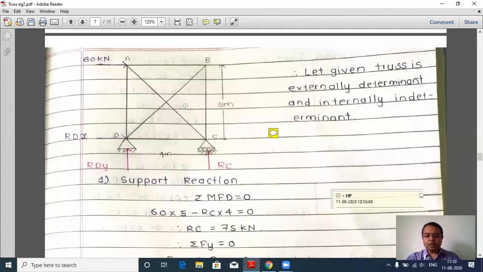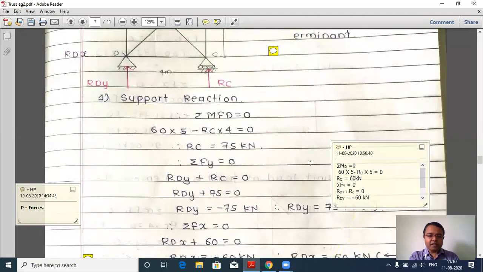Now we'll find the support reactions. Take a moment at D, and you'll get the reaction RC. We are getting RC equal to 75.